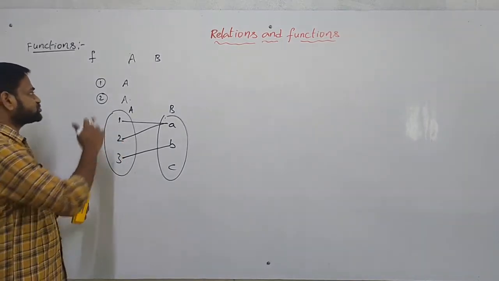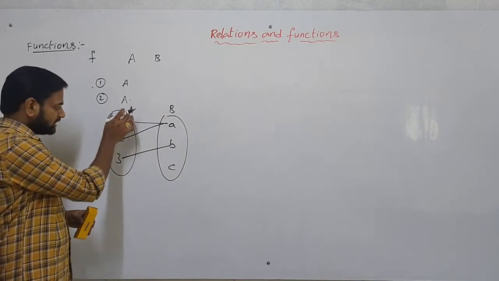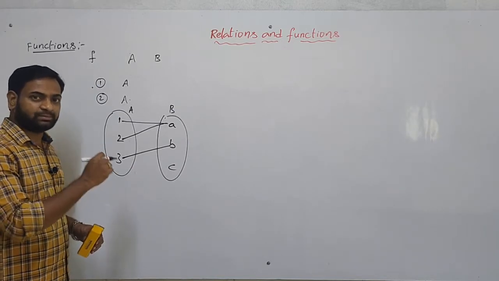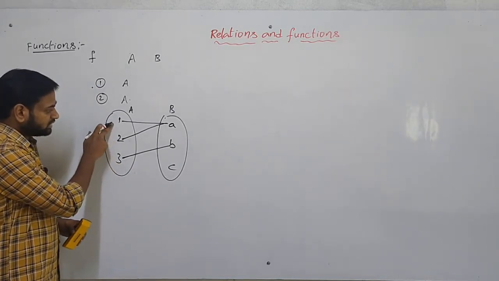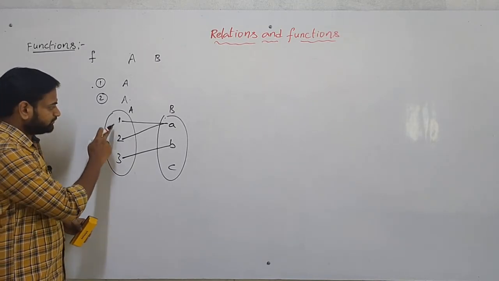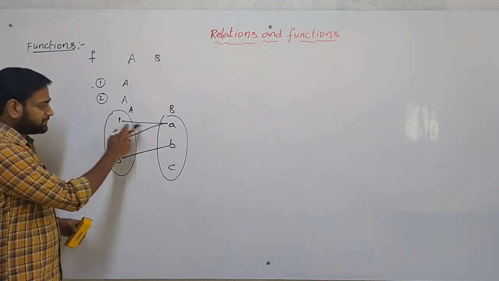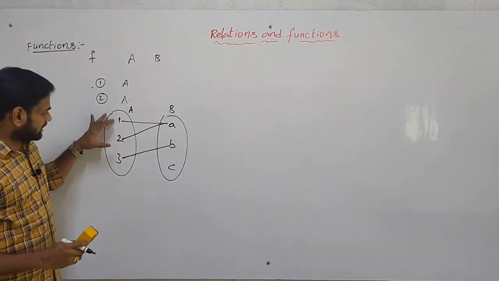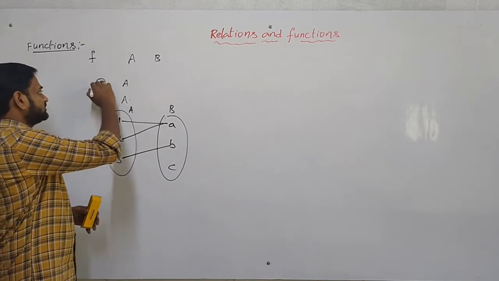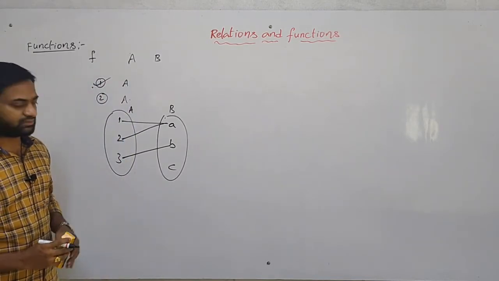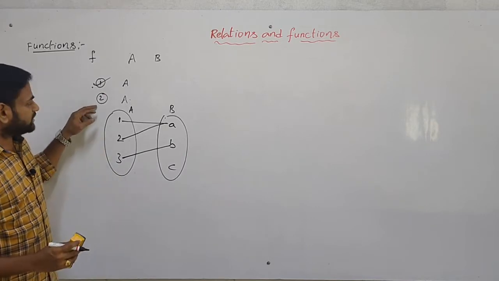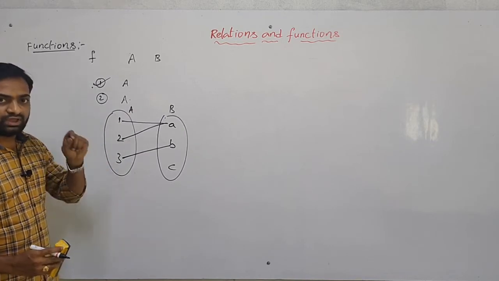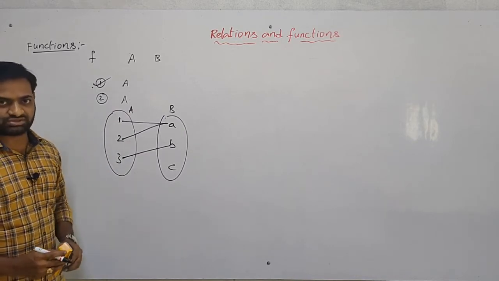So what is our condition? First condition is in the set A, that means in the first set, every element should be in the mapping. Is there or not? Am I leaving any element? Check once here. For 1 there is a mapping. For 2 also mapping is there. For 3 also mapping is there. In the set A, every element is in the mapping. Yes, correct. Satisfied. Next, the second one is, every element should contain only one image.